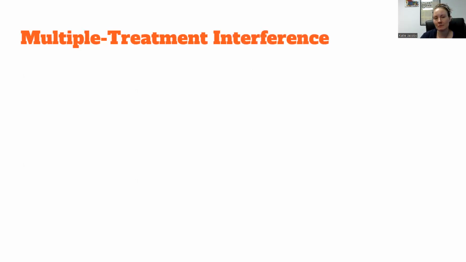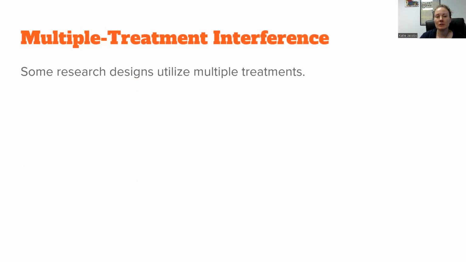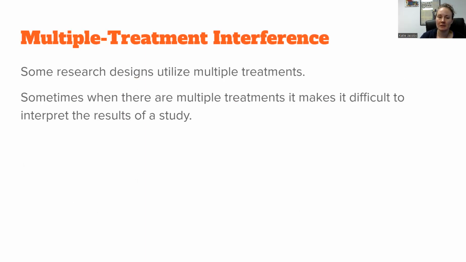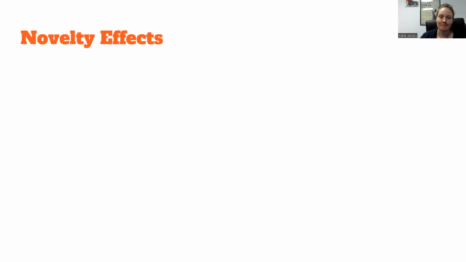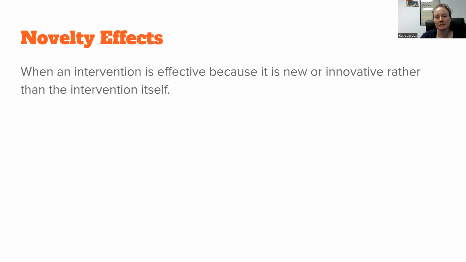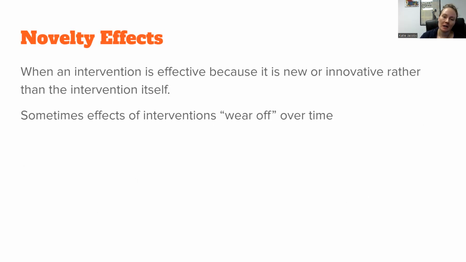We also have multiple treatment interference. Some research designs utilize multiple treatments. And when they do that, that can make it kind of difficult to interpret the results of a study. We also have novelty effects, and this is when an intervention is effective because it's new or innovative rather than because it's actually the intervention that's being effective. Sometimes effects of interventions wear off over time, and that's because it's not new anymore.